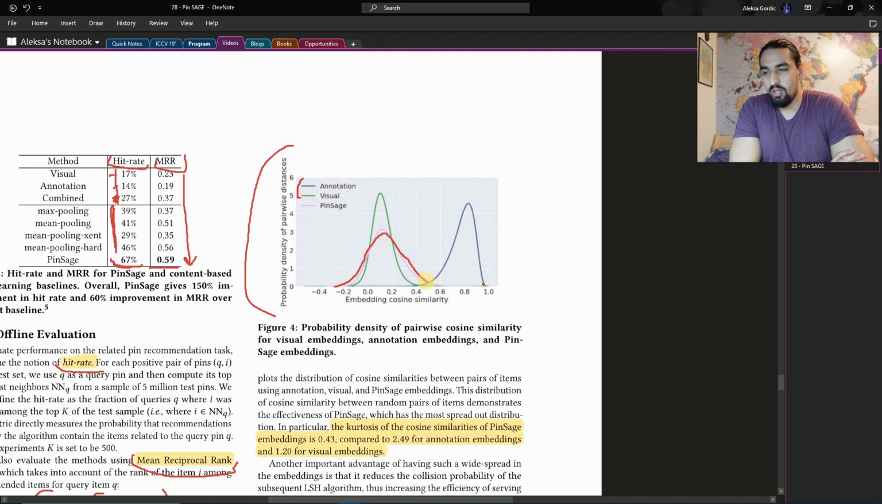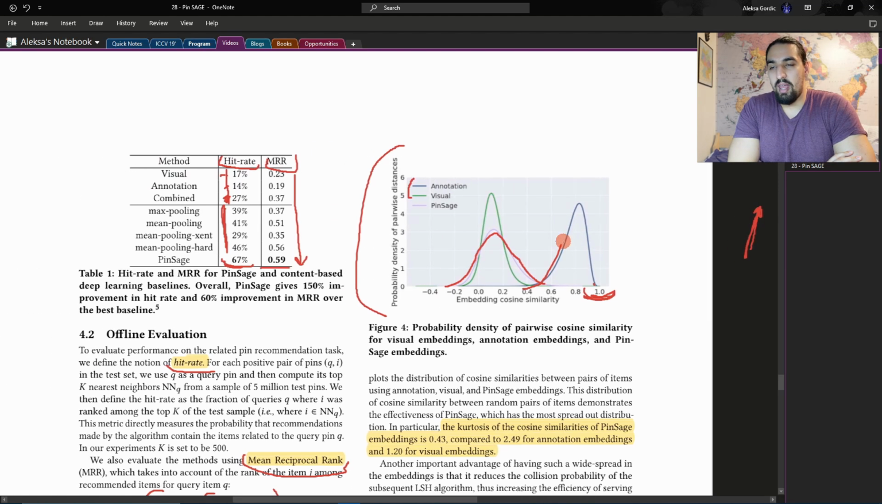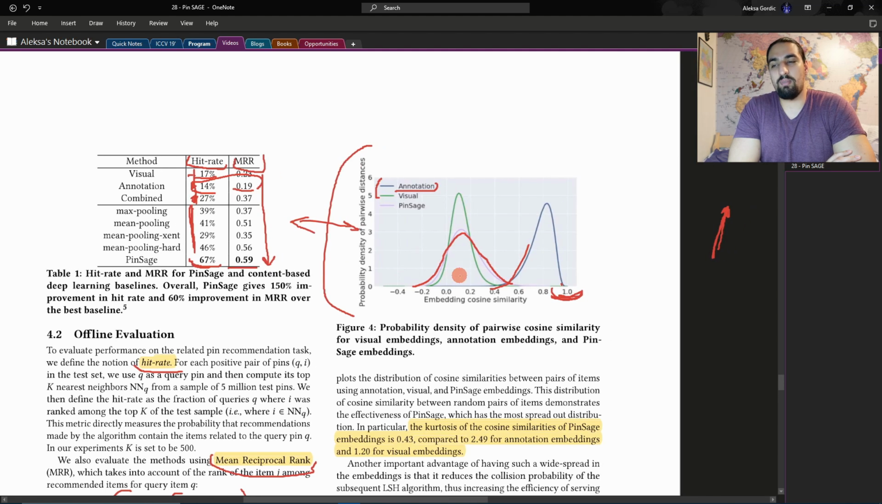Looking at the graph here, you can see that PinSage has the most distributed curve, and the worst one is this one, because it's really close to 1. You get 1 only when, remember, all of the embeddings are normalized to unit norm, so the vectors of both embeddings totally coincide. If you take a look at the annotation baseline, you can see it has the worst results. It's 14% hit rate against 17.9. So it's the worst method, and these curves here tell pretty much the same thing.